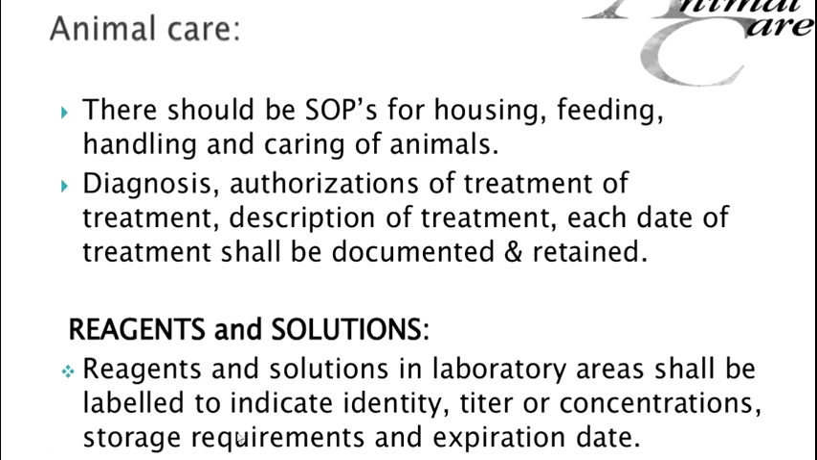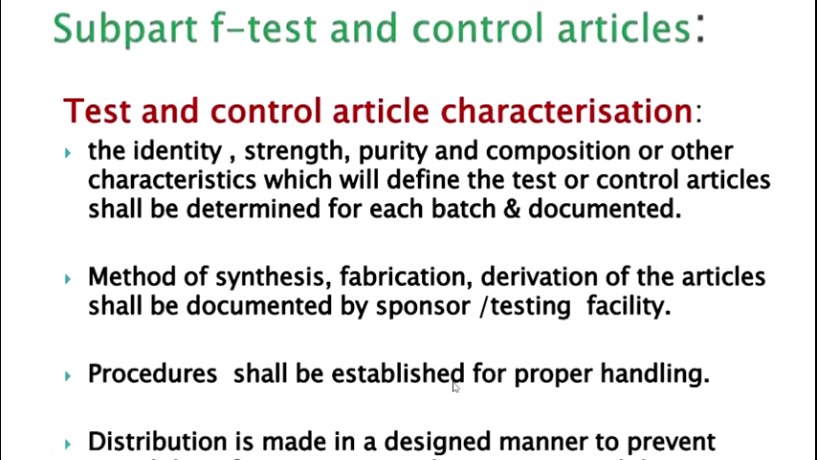Reagent and solution preparation, of course, has a SOP again. And testing and control article characteristics. That is, when you are identifying a particular product, looking at the strength, purity, and composition, even these things will have a defined SOP to work. That is a test and control article characterization. So you will be doing different tests.